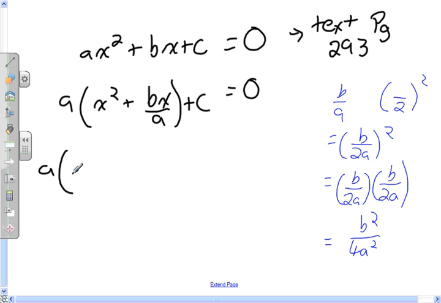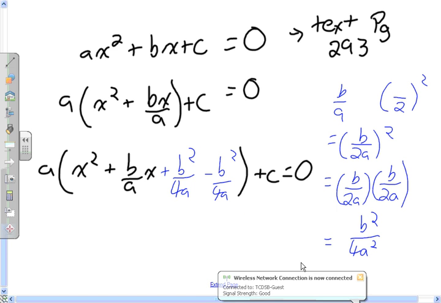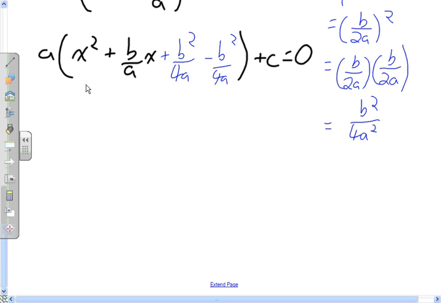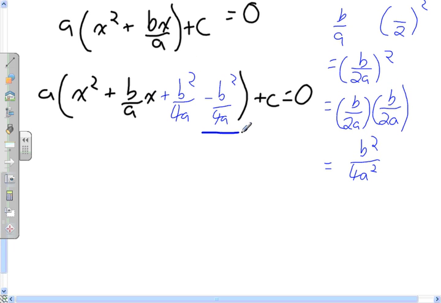I have a times x squared plus b over a x. And I usually write this in blue, so we're going to add b squared over 4a squared and subtract b squared over 4a squared, plus c equals 0. So I've added and subtracted this to our equation now. Now the next step is I need to take the negative of that number, so this one here, and put it outside the brackets.